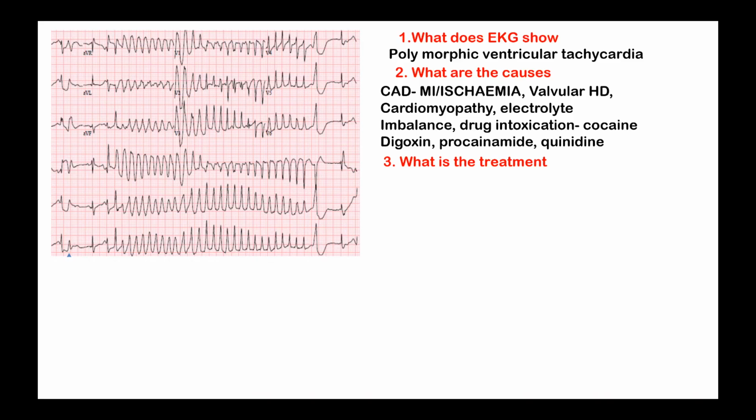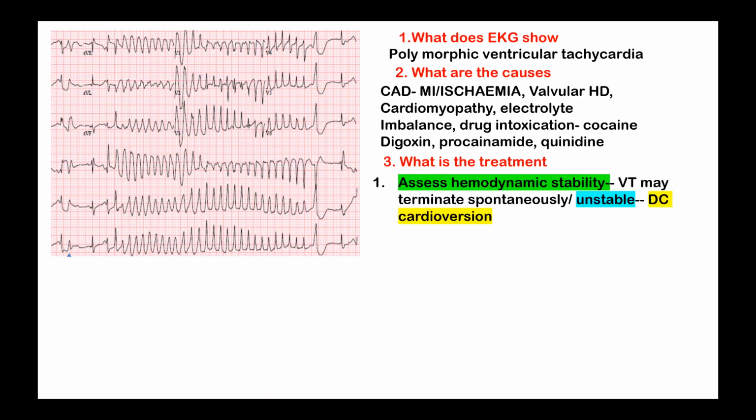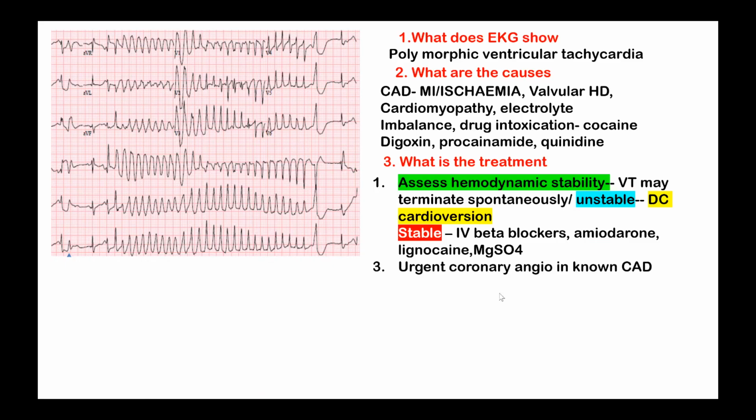So assess the hemodynamic stability. VT may terminate spontaneously, but if the patient is unstable, then DC cardioversion should be tried. If the patient is hemodynamically stable, you need not go straight to DC cardioversion, but you can try IV beta blockers, amiodarone, lignocaine, magnesium sulfate. So the treatment depends on hemodynamic stability. Never forget that. Then you may need urgent coronary angiography in known cases of coronary artery disease.